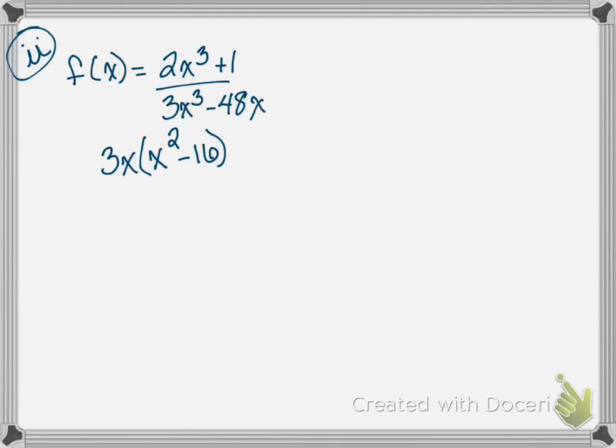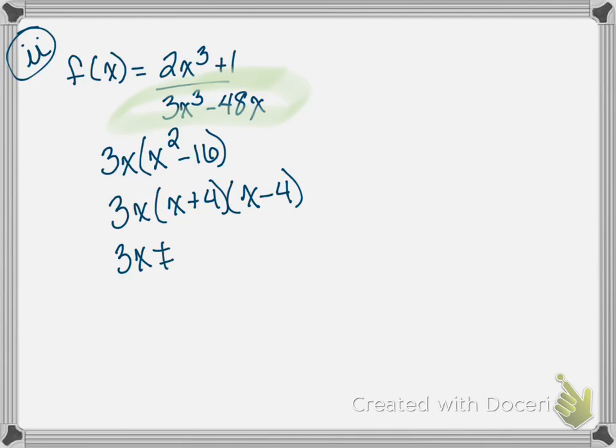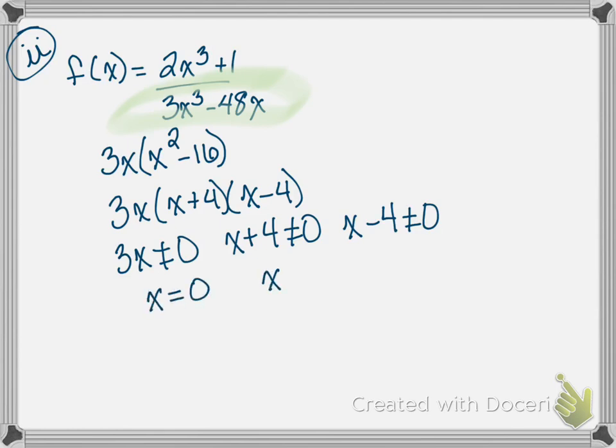Now, I'm only focusing on the denominator. I'm just looking at this denominator right here. So then I can factor 3x, x plus 4, and x minus 4. Okay, so 3x cannot be equal to 0. X plus 4 cannot be equal to 0. And x minus 4 cannot be equal to 0. Okay, so that is going to dictate my domain, and it dictates my vertical asymptotes.